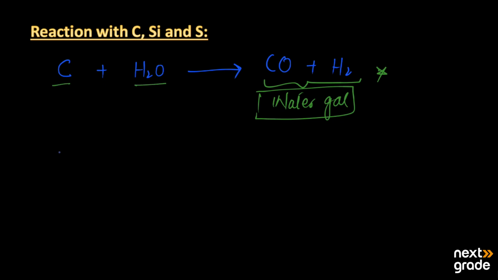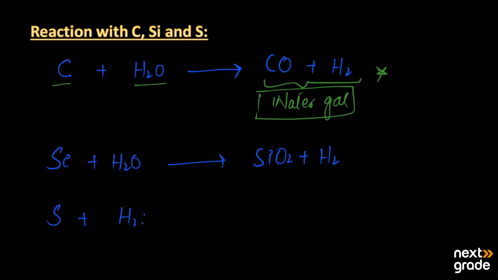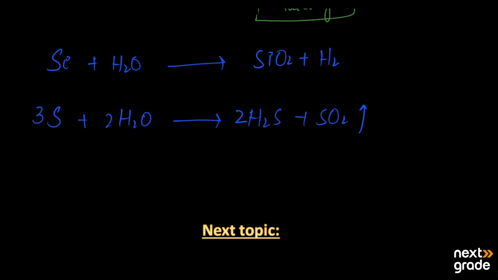Next is the reaction of silicon with water. The product we gain is silicon dioxide plus hydrogen gas. So this is the simple reaction of silicon. For sulfur, we have already covered that sulfur plus water produces hydrogen sulfide gas plus sulfur dioxide, and by balancing this we get the equation. This is the simple reaction that happens when water reacts with non-metals.